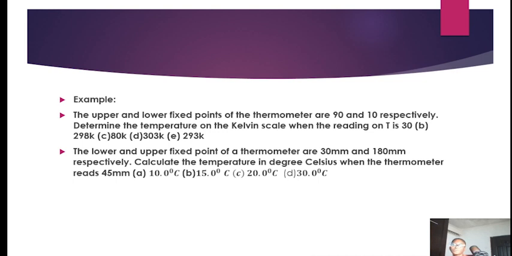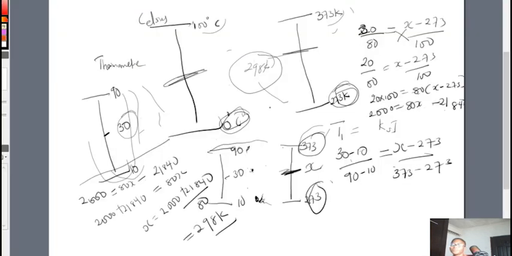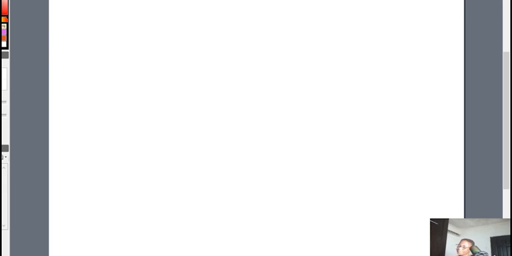So let's go to our board to work that. So we are given that the thermometer's upper part was 180, the lower part was 30, and the middle part was 45. So you know we have a constant scale for the Celsius thermometer. So we have this one to be 100, and we have this one to be 0.